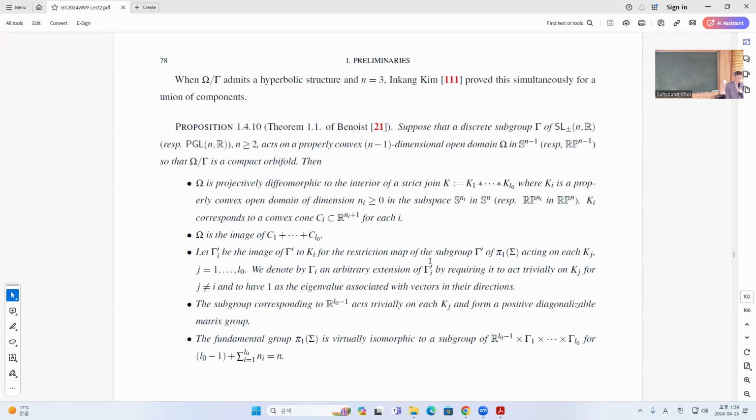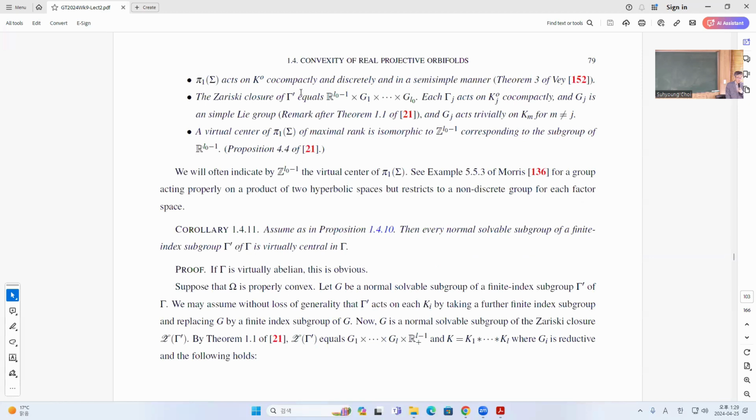So that's the result, and it acts cocompactly and discretely in a semi-simple manner. Of course, the Zariski closure is this G_1 to G_r, and G_i is some semi-simple group acting on this, and G_j acts trivially on K_j for j not equal to i. So the virtual center is actually in this group R^(l-1), corresponding to some subgroup of this.